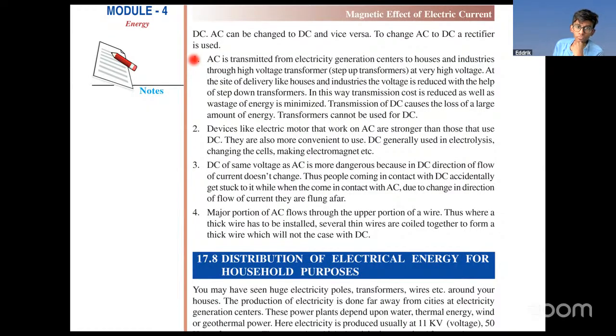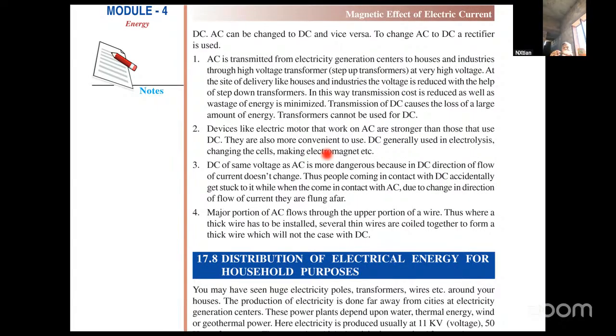AC is transmitted from electricity generation centers to houses and industries through high voltage transformers, step-up transformers at very high voltage. At the site of delivery like houses and industries, the voltage is reduced with the help of step-down transformers. So you know that we have big wires. So basically, there are two types of transformers there.